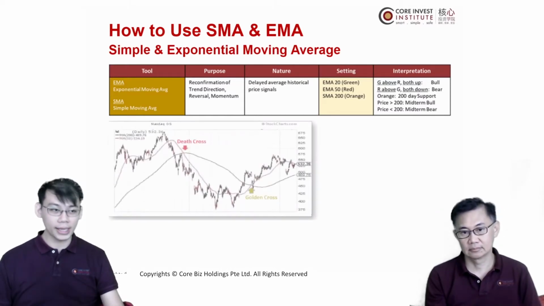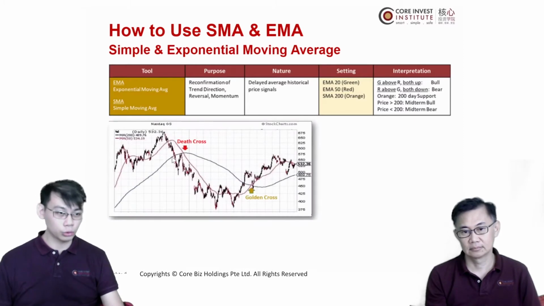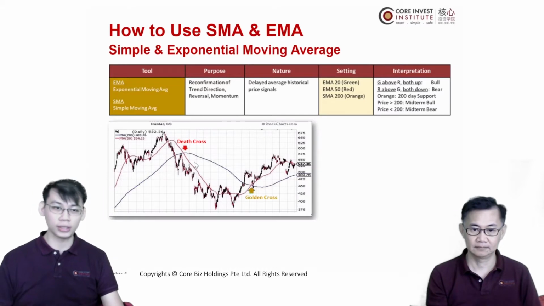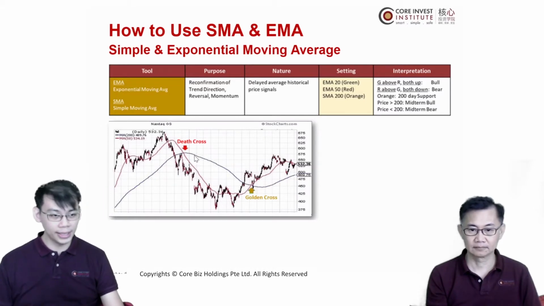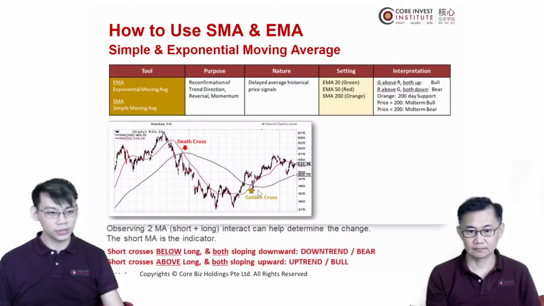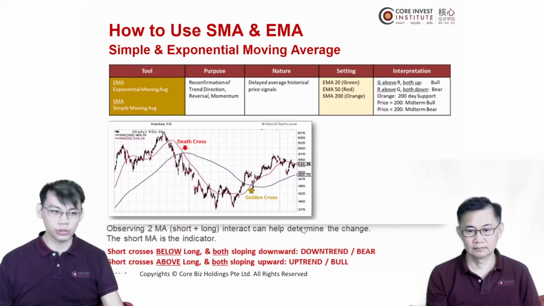Looking at this picture, you can see that there are two moving averages over here, one is a 50 and one is a 200. You can see that there is a red line cutting below the black line, which is called a death cross, and the red line later cuts above the black line, which is called a golden cross. So what are we trying to do? When we observe the two MAs, the short being 50 and the long 200, we want to see how it can help us determine the change.